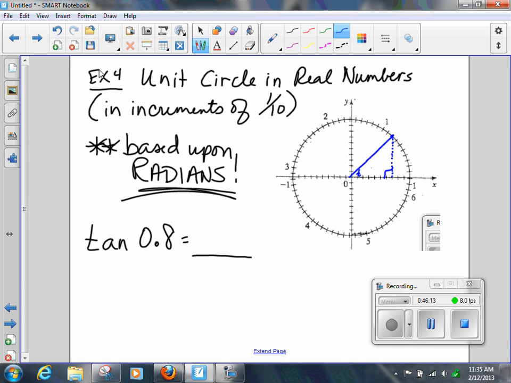But folks, what is the hypotenuse? Why is it 1? Because it's the radius of the unit circle, and the radius of the unit circle is always what value? 1. So it's 1. Is there another value on there that we could actually count and figure out?